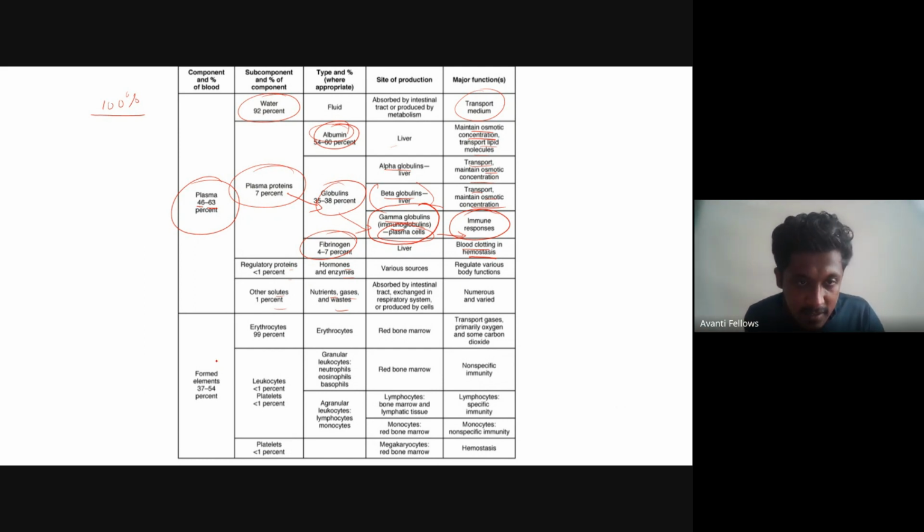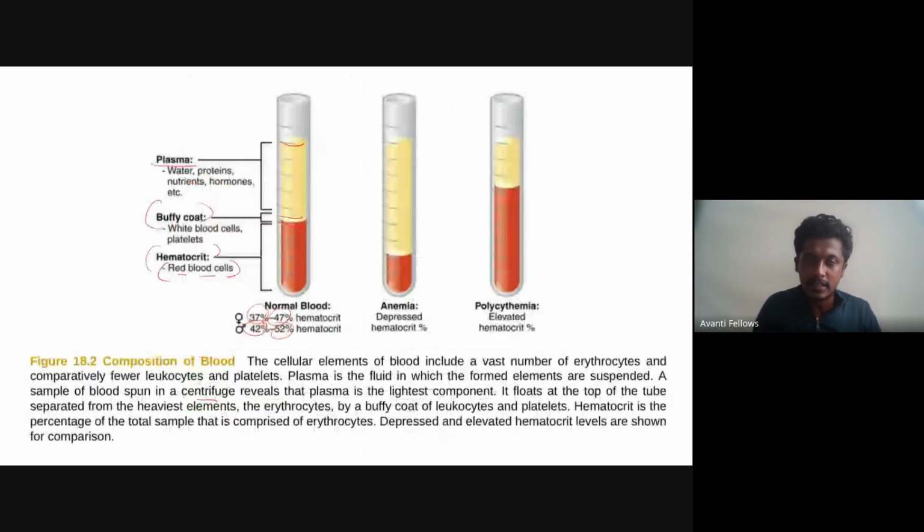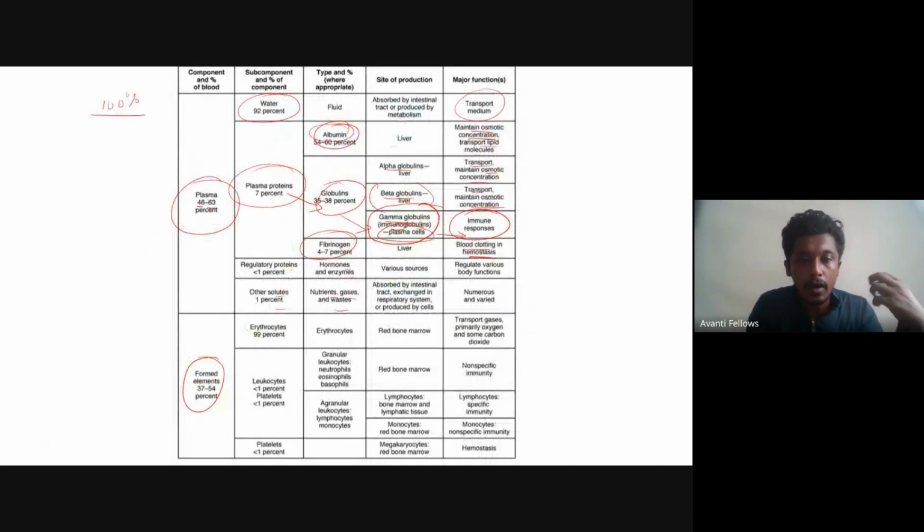Next we go to the formed elements. Formed elements are the cellular part of blood. This is also an important term for you. What is blood made up of? Blood is made up of plasma and formed elements. If you look at this, we have plasma here, and then the rest of the two regions are made up of cells. These cells are called formed elements, which are produced in different parts of your body.